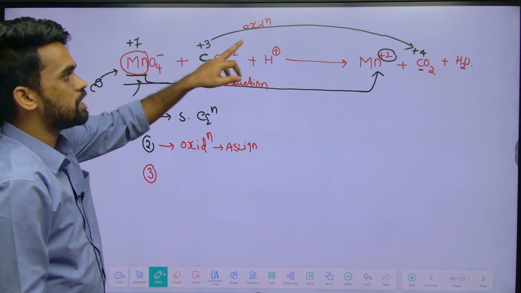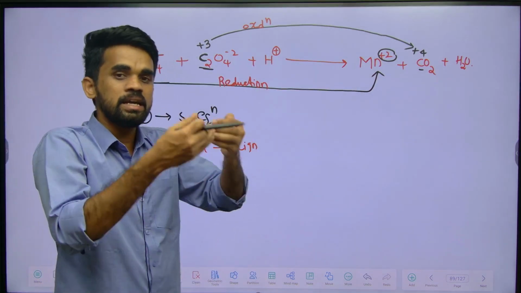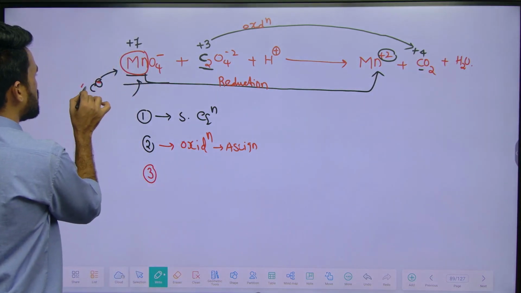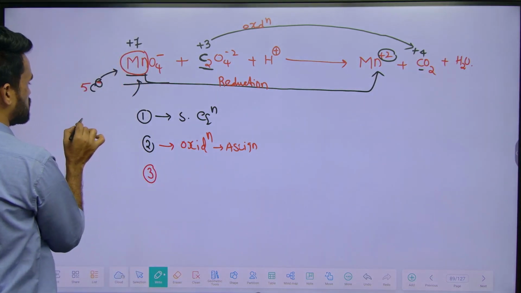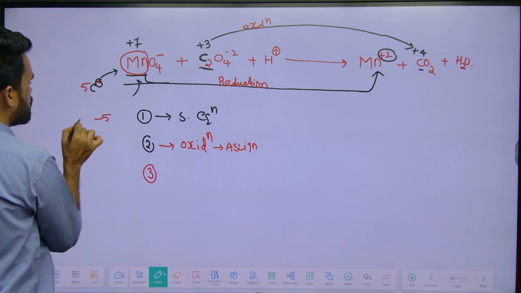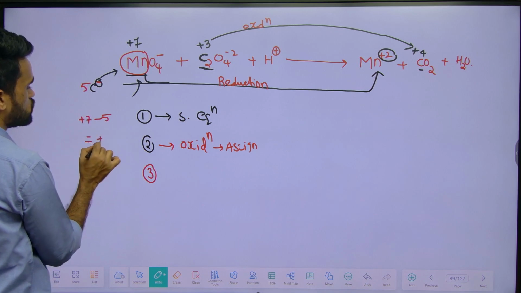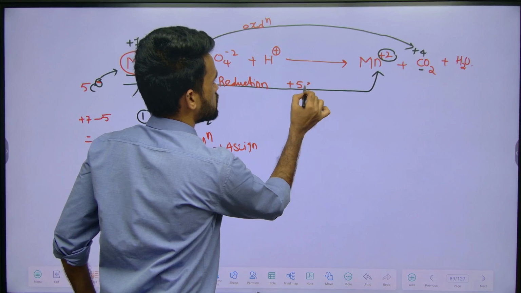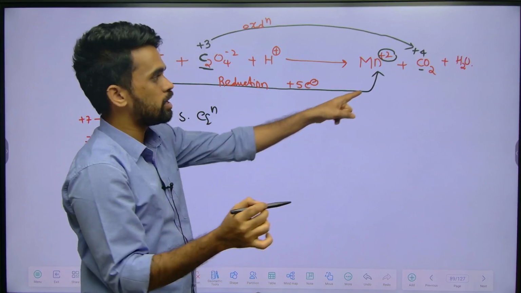Plus 7 converted into plus 2 means by gaining 5 electrons. Each electron is minus 1 charge. Like that, if I add 5 electrons, it means minus 5 plus 7. How much is it? Plus 2. That's why here it is plus 2. So by gaining 5 electrons, manganese is undergoing reduction here.